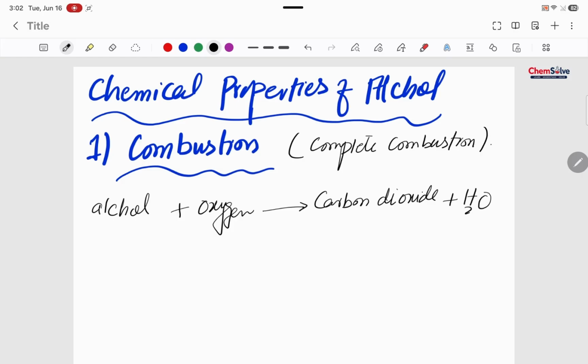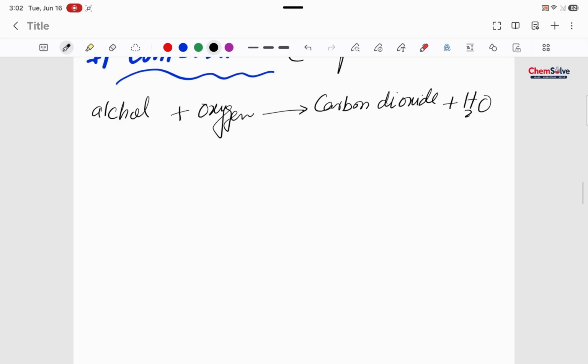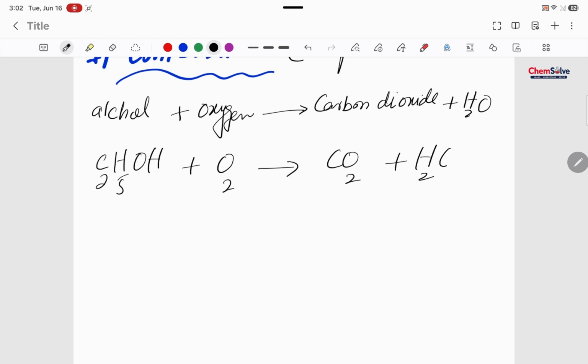Okay. So how does it work? Let's take the example of ethanol, C2H5OH. So we need oxygen, and it will produce only two things, carbon dioxide and water, and that's it. Now we have to balance the equation. Here are two carbons and here is only one carbon, so I need to put 2 here in order to balance it. Now look at hydrogen.